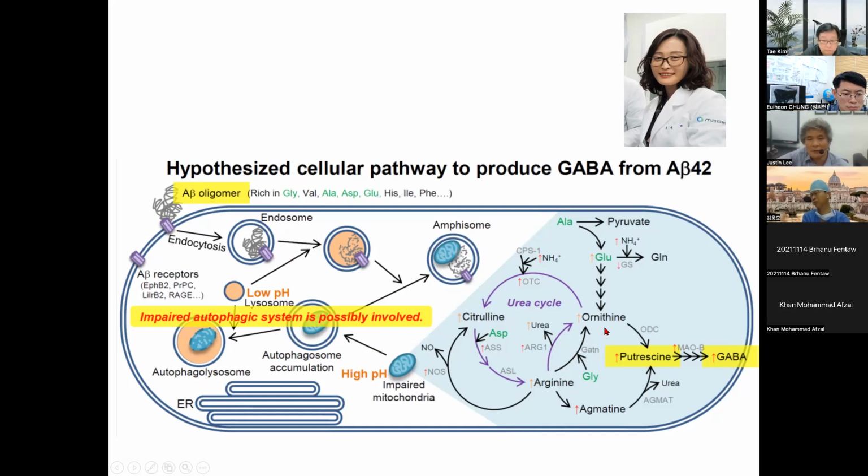And one of the products of the urea cycle is ornithine. And this ornithine leads to production of putrescine. Now the putrescine goes through MAO-B, and GABA is produced. So we actually proposed a diagram, a mechanistic diagram of this entire pathway at that time.